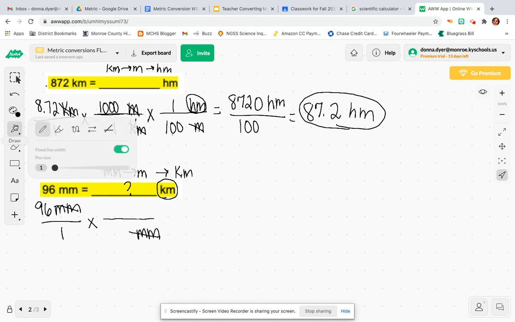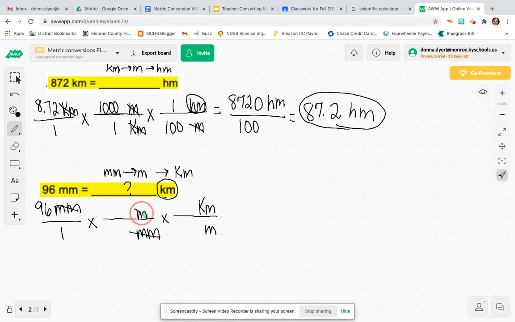And I'm going to have to go to meter first. So I'm going to go from millimeter to meter first, and then I can go from meter to kilometer. So where do I put meter in this third fraction so it'll cancel out? I hope you said at the bottom. They have to be at the bottom. And then now I can change to kilometer, which is what I want.